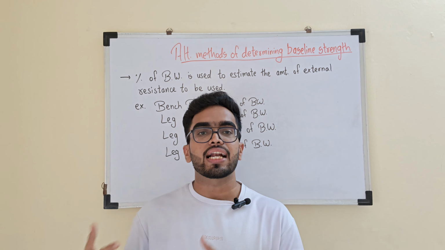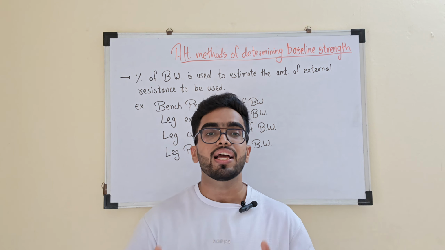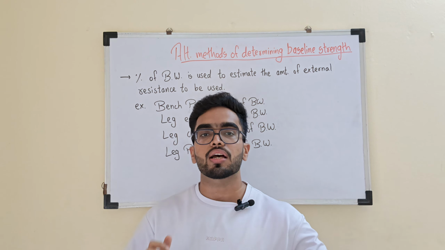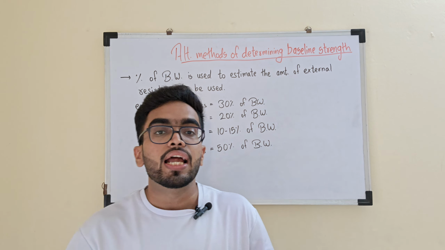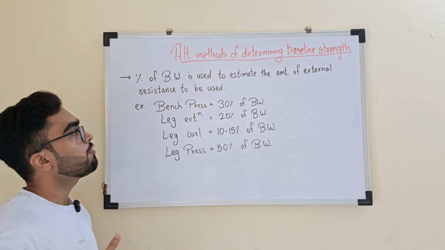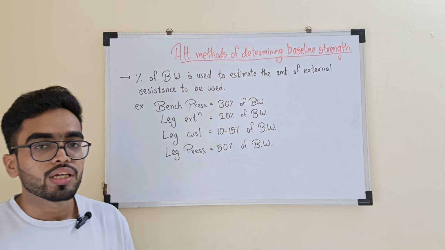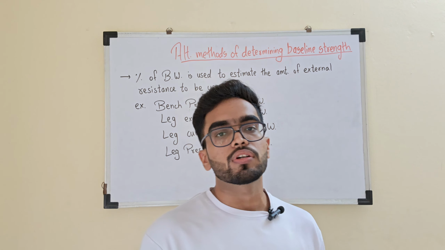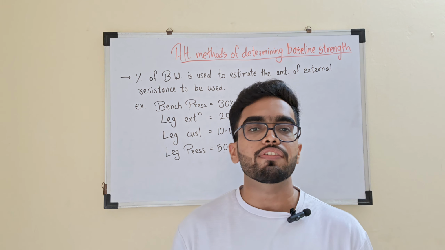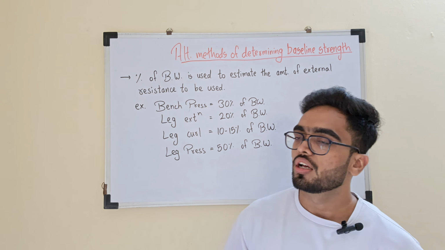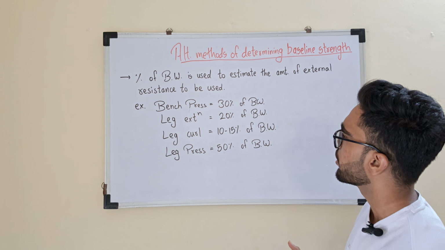So all these were the standardized scales used to calculate the 1 rep max and 10 rep max of an individual. But there are also some different methods to calculate the baseline strength of an individual. It is according to the percentage of body weight used to estimate the amount of external resistance to be used. Standard exercises have a percentage of external load that can be used to perform the activity according to the person's body weight. Some of them are, for bench press, we can use 30% of the person's body weight.